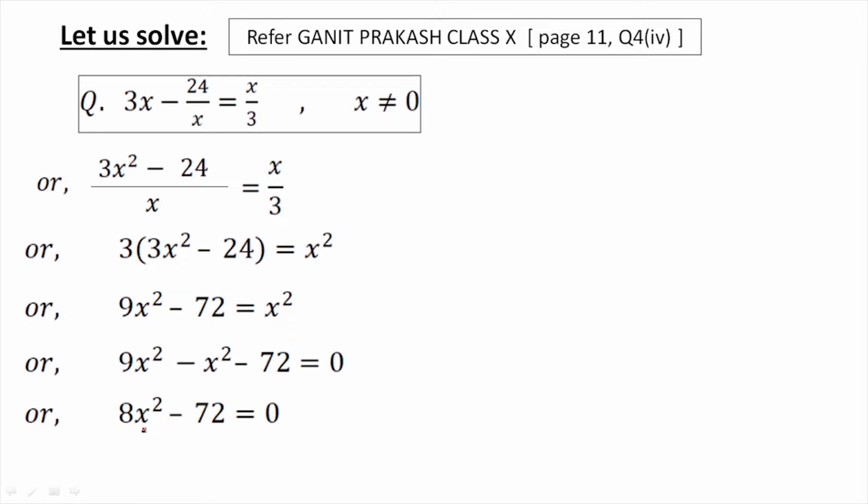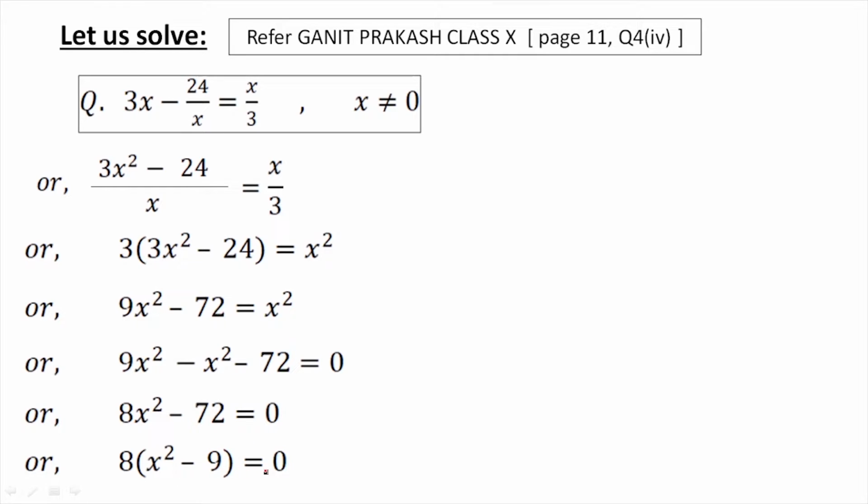Now again, if there is any term that can be taken out as common, we'll take that out as common. Here it is 8 into x square, and what is 72? Can I say it to be 8 into 9, which is 72? So it is 8 into 9. Now I can take this 8 common, so it will become 8 times (x square minus 9), and this will be equal to 0.